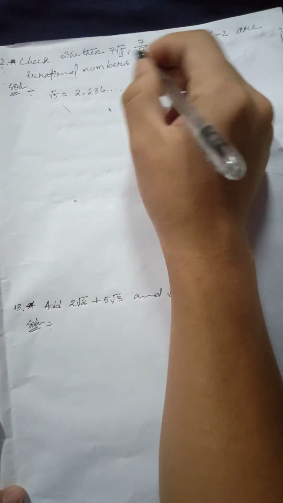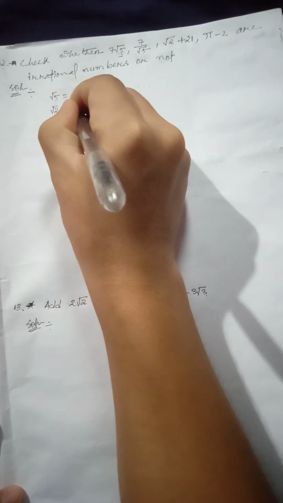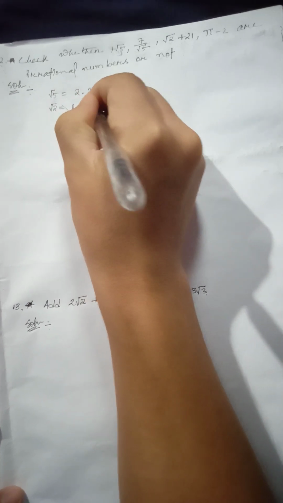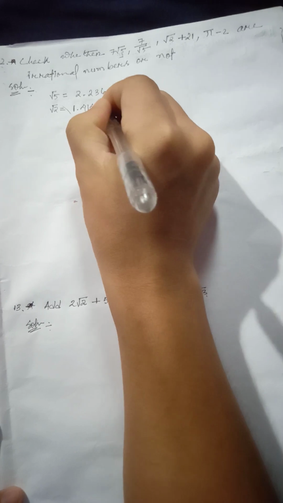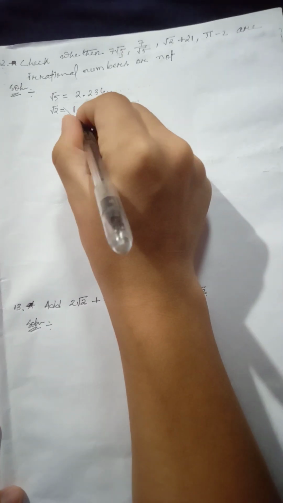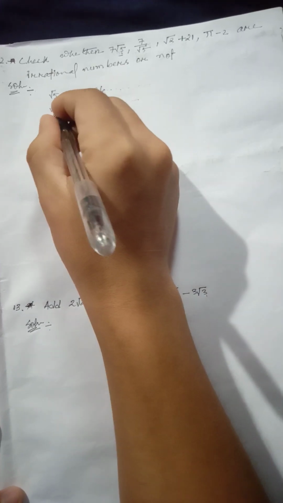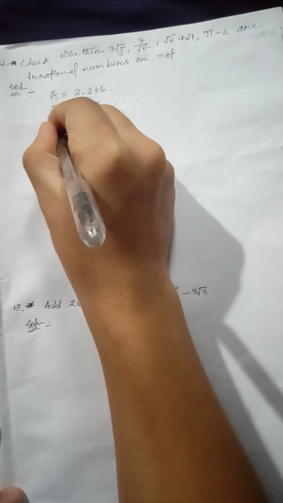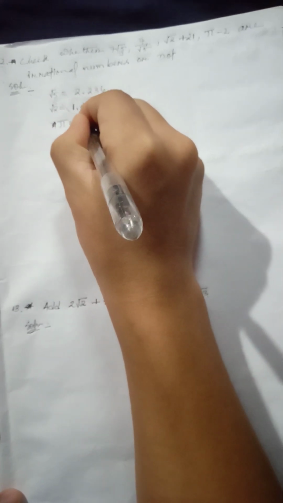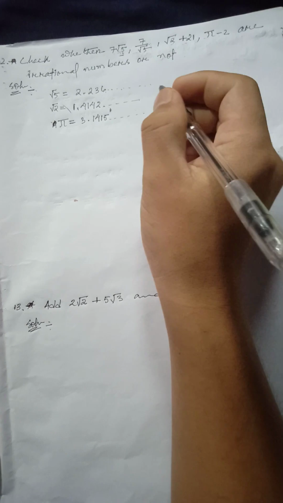Then what is the value of root 2? The value of root 2 is 1.4142, and even this goes on like this. We took up to 4 decimal places. Then let us proceed to pi. What is the value of pi? The value of pi is 3.1415, and it goes on like this.